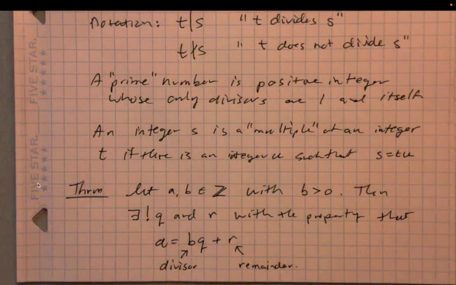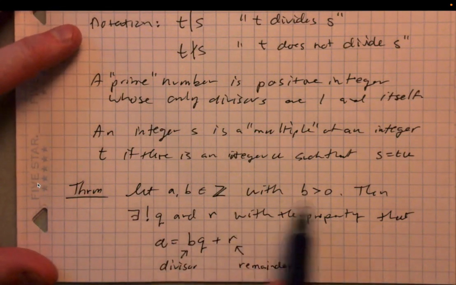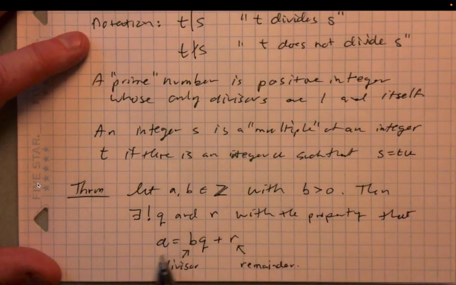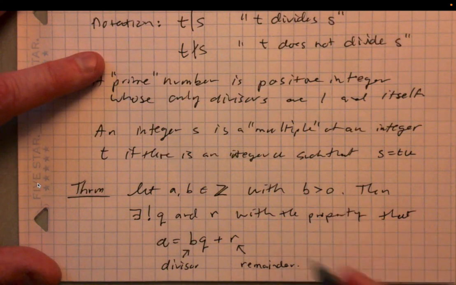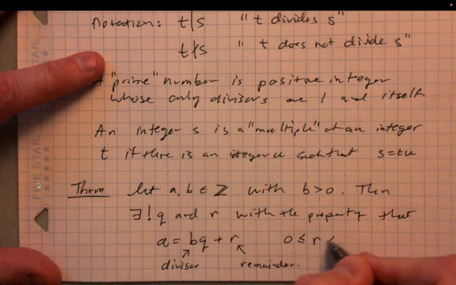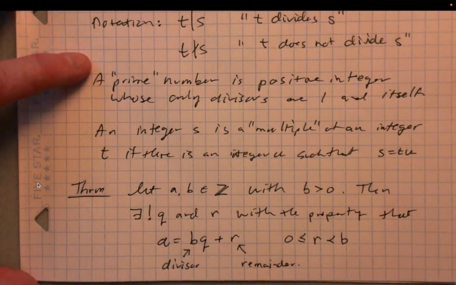All right, so these are terms you've obviously heard. We just talked about divisor, but remainder is another one. And so a and b are integers, b greater than 0. Then there exists a unique q and r with the property that a is equal to b times q plus r. Now, importantly, 0 is less than or equal to r, which is less than b.